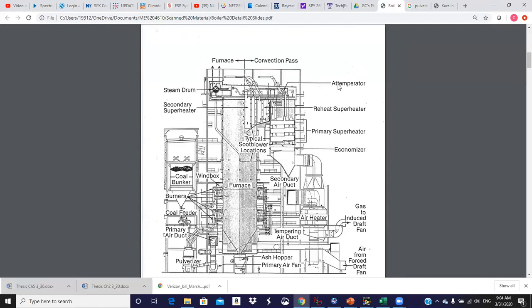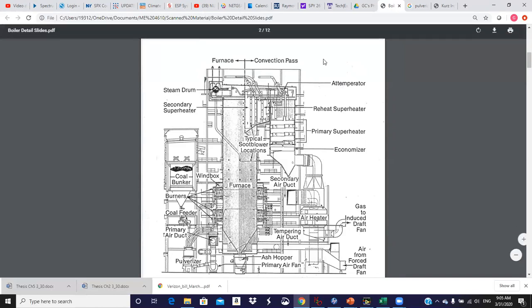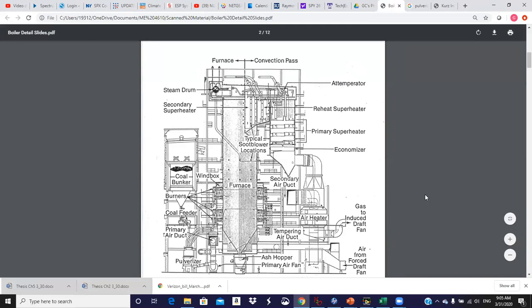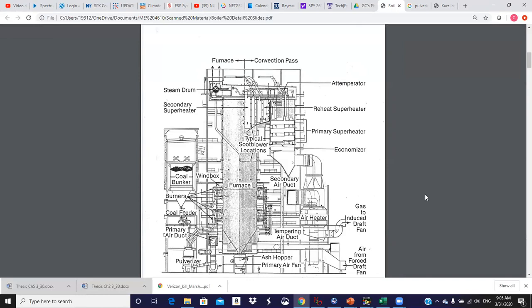Okay, so we come out of the primary superheater, past the temperator for adjustment, then we go into the secondary superheater where we get additional heat added, and then we exit the boiler and go to the high pressure turbine. So that's kind of the order of things on the steam side.